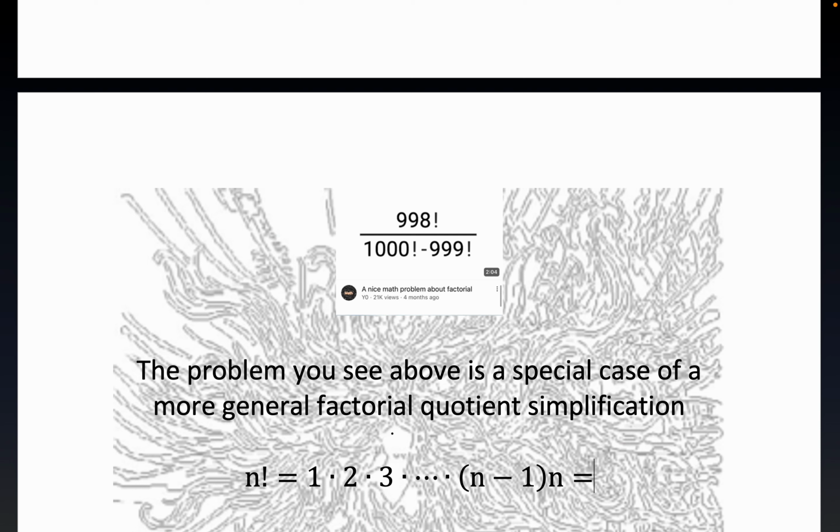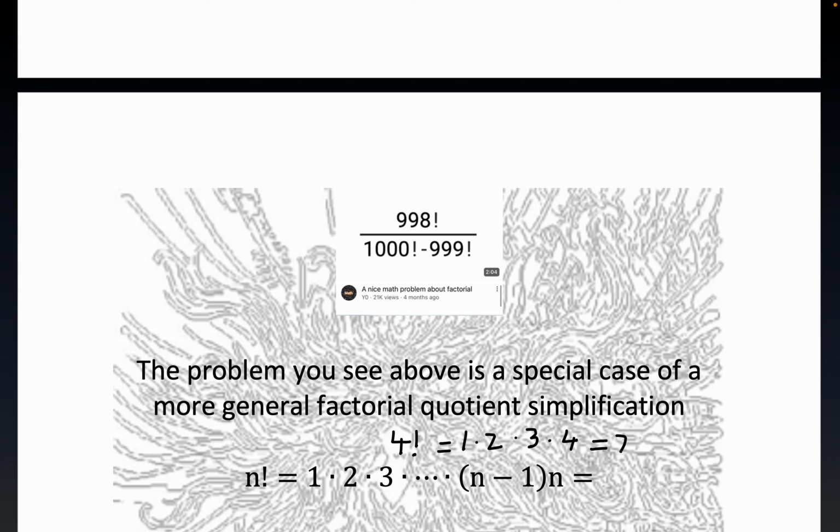mean by n factorial. 4 factorial, just as an example, 4 exclamation point, think of that as a post operator, I guess. That's equal to 1 times 2 times 3 times 4. 1 times 2 times 3 times 4 is equal to 24. Okay. That's what we mean by factorial.